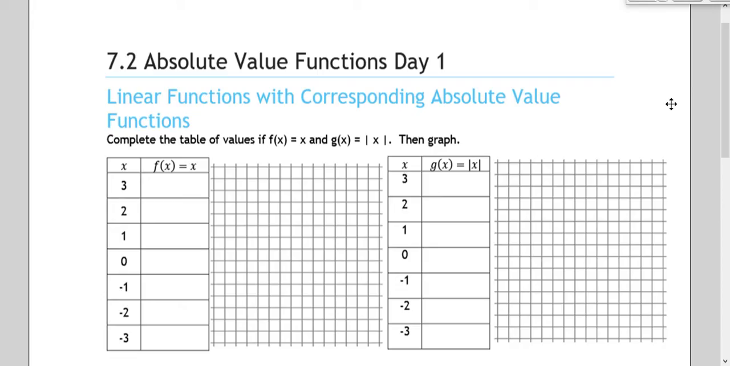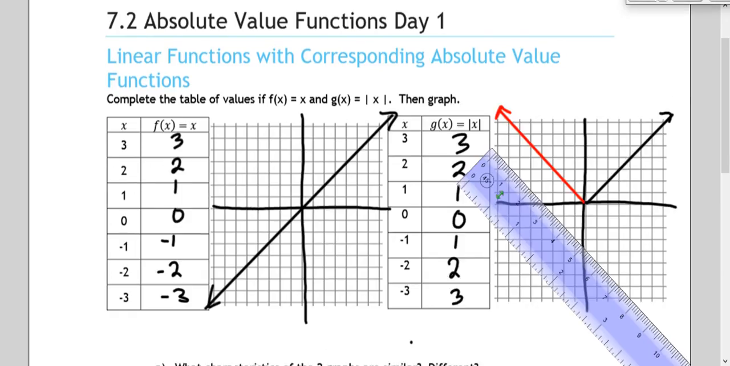Okay, so we're going to deal with absolute value functions. We're going to start with just how to graph them, how to understand them. So the first thing that we're going to do is compare linear functions and their absolute value functions. So we're going to start by graphing these.